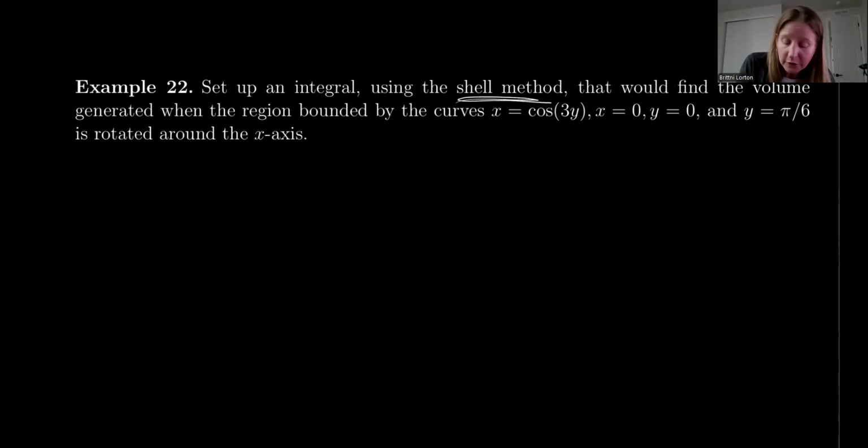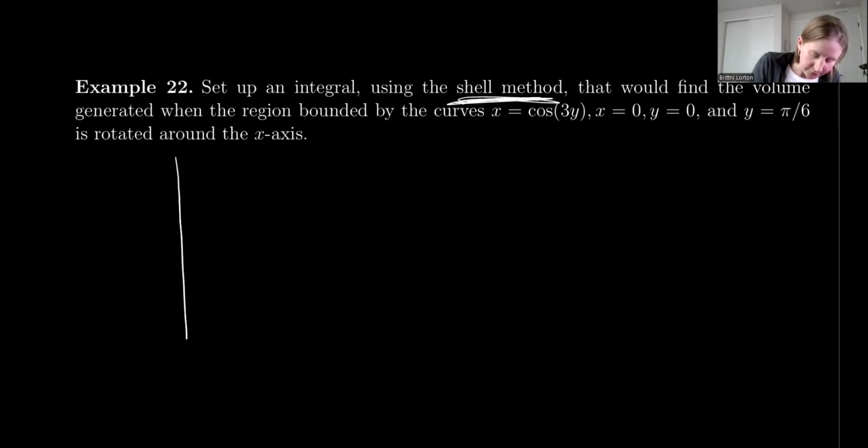In this case, I am told to use the shell method. So I have to make sure I choose the correct shell or the correct sliver that will give me the shell that would find the volume generated when the region bounded by the curves x equals cosine of 3y, x equals 0, y equals 0, and y equals pi over 6 is rotated around the x-axis.